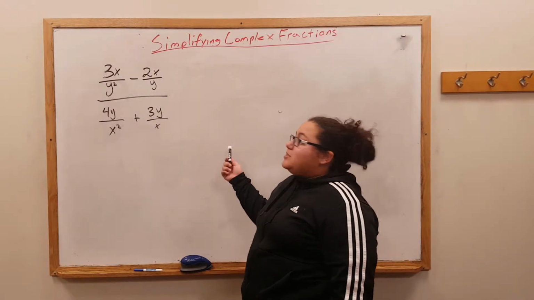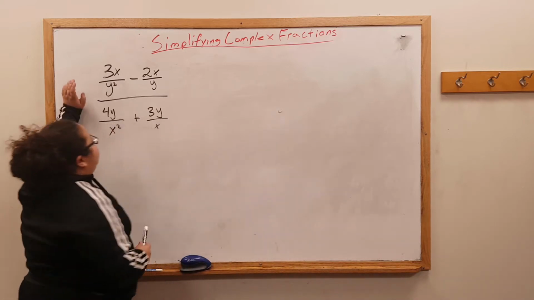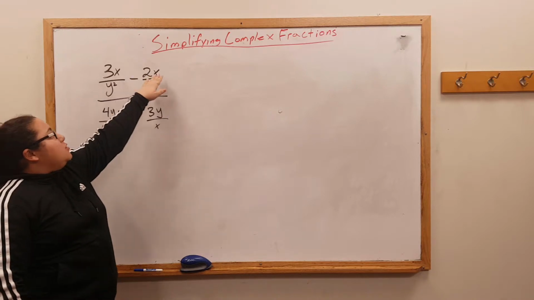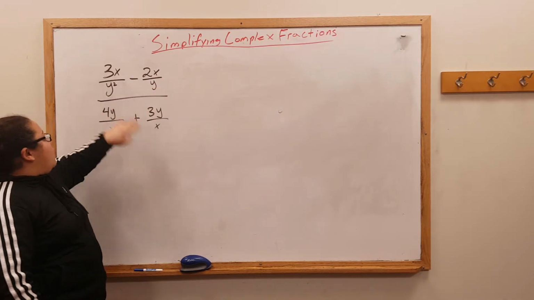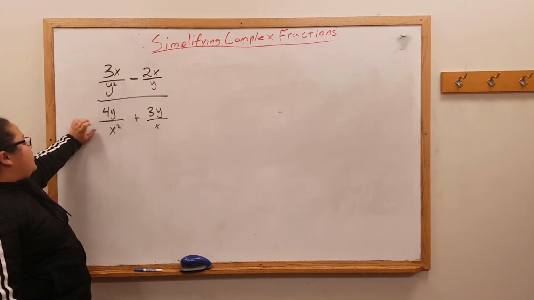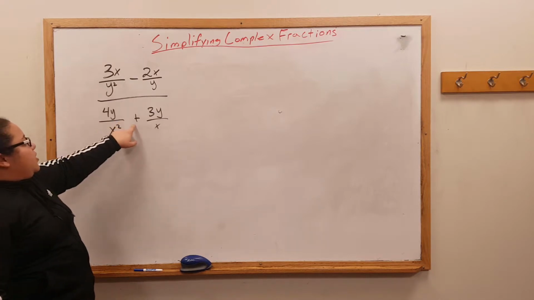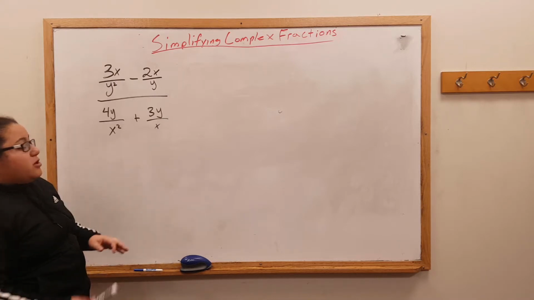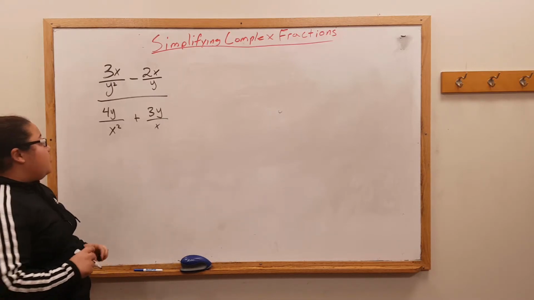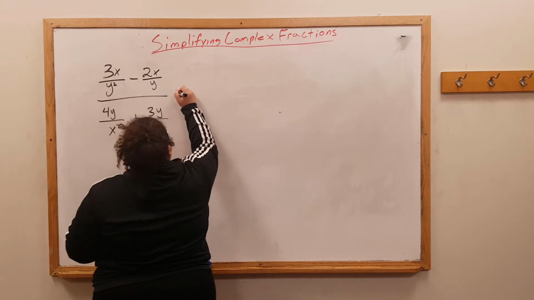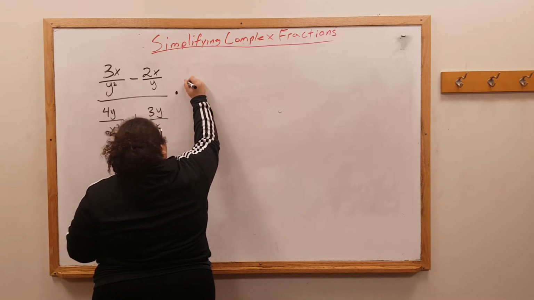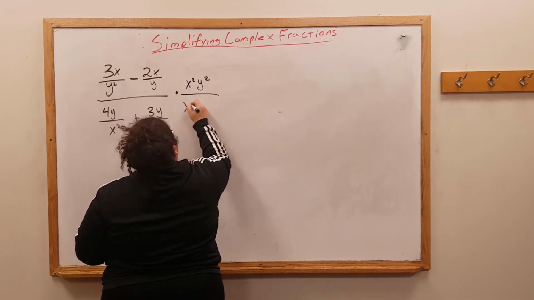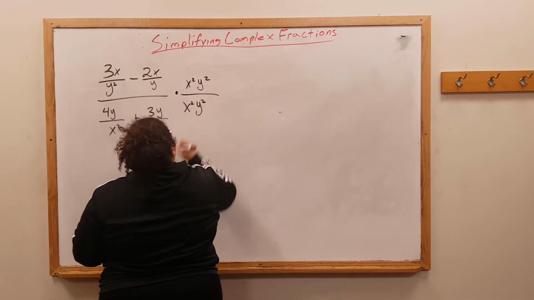I'm back with another example, and this time we have 3x over y squared minus 2x over y, all over 4y over x squared plus 3y over x. And again, we're going to times it by the lowest common denominator, which is going to be x squared times y squared all over x squared times y squared.